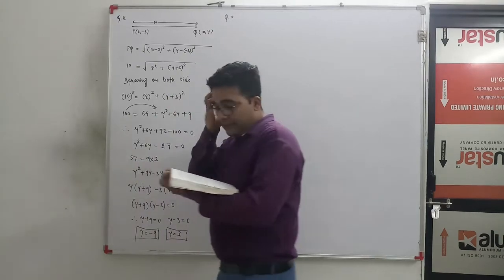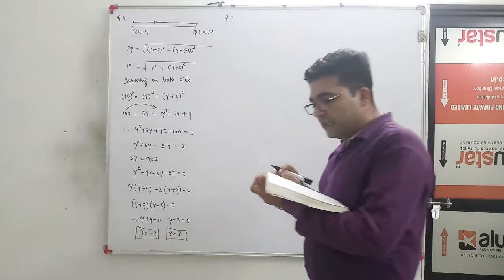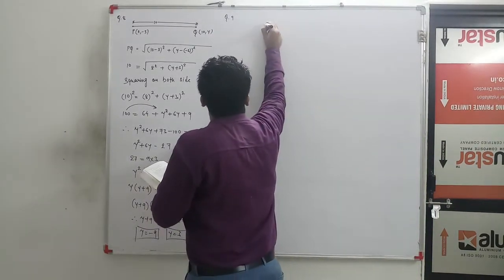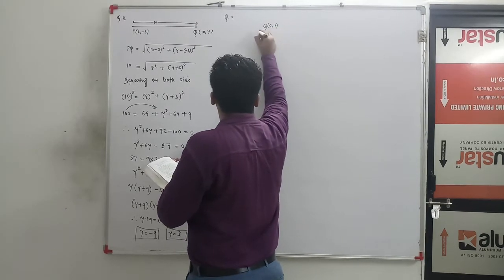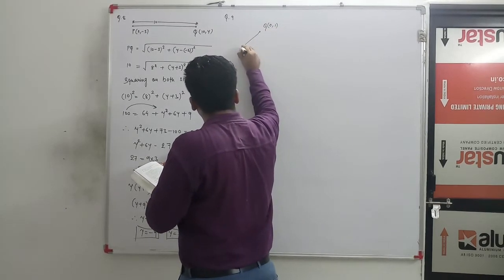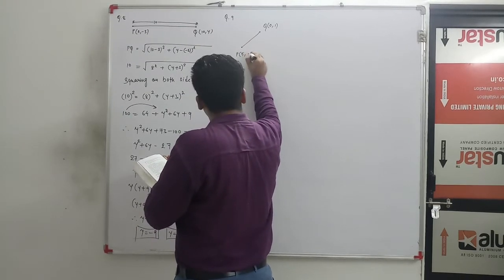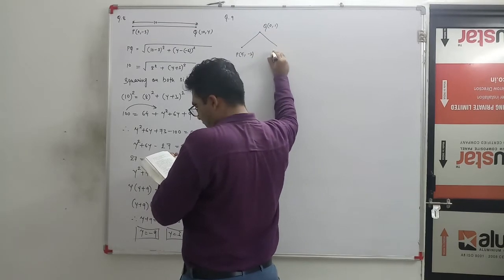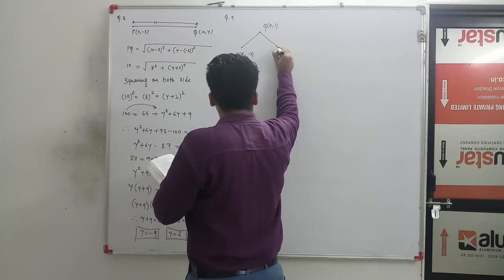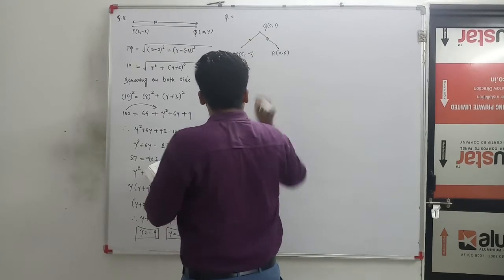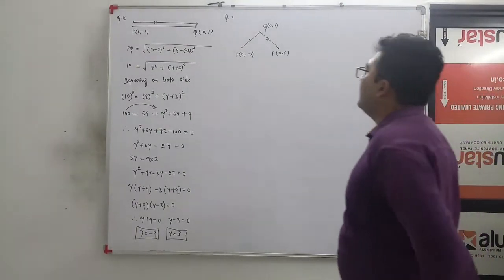In question number 9, it is given that Q (0, 1) is equidistant from points P and R. Here Q is the point (0, 1), another point P is (5, -3), and another point R is (x, 6). Both distances are equal. What I need to find is the value of x. So how can I find the value of x?